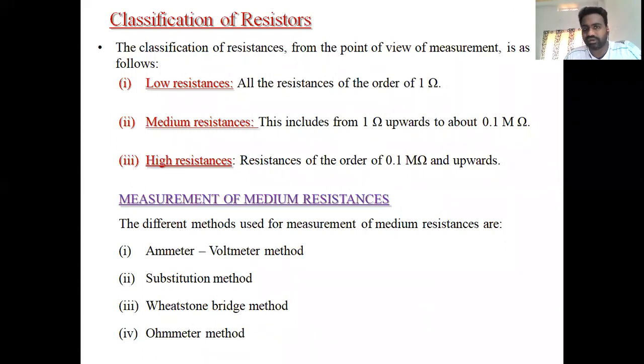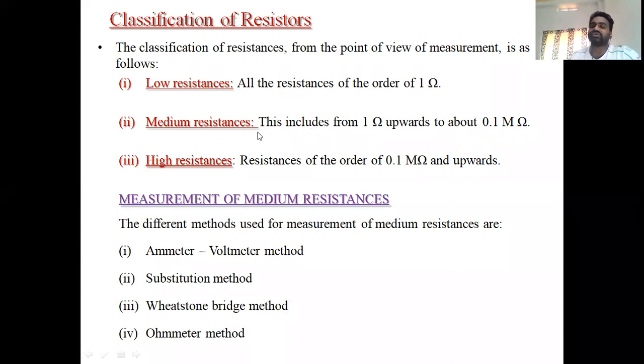One is with respect to low resistance, the second is with respect to medium resistance, and the third is with respect to high resistance. So here we are dealing with three classifications of resistances. Resistance in the order of 1 ohm is categorized as low resistance, and resistance in the range from 1 ohm to 0.1 mega ohm is represented as medium resistance.